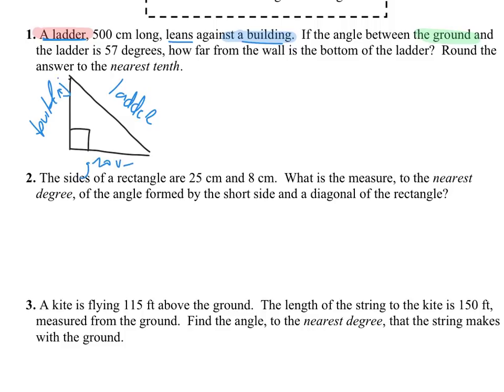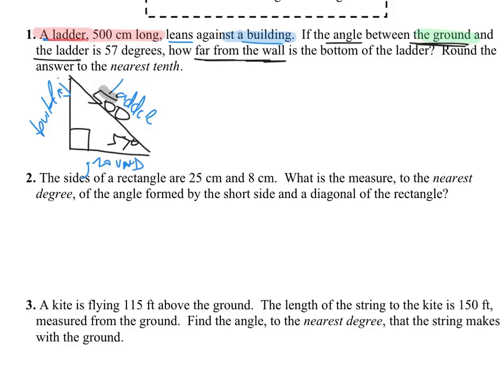I think it's always easier to label the picture with the words. And it says the ladder is 500 centimeters long. So where I see the ladder, I'm going to label that as 500. It says the angle between the ground and the ladder. Well, the ground is along the bottom. The ladder is this diagonal line. So the angle between those is right down here at the bottom. That's going to be 57 degrees.